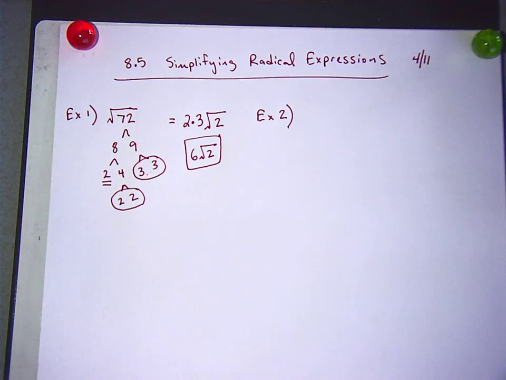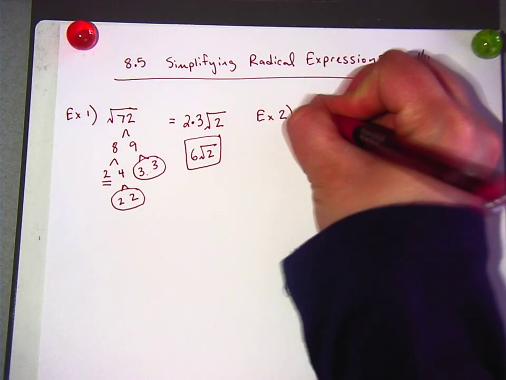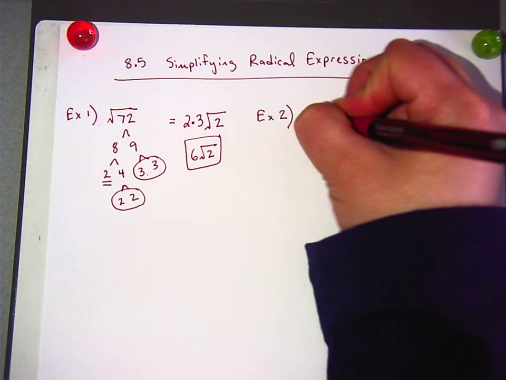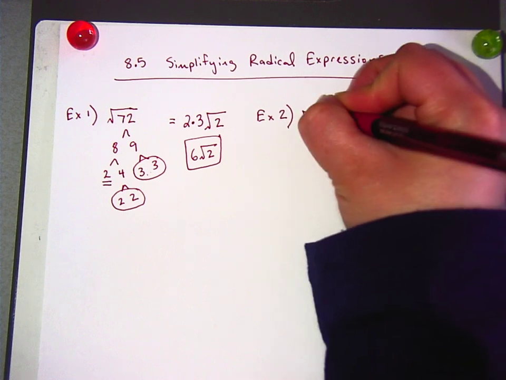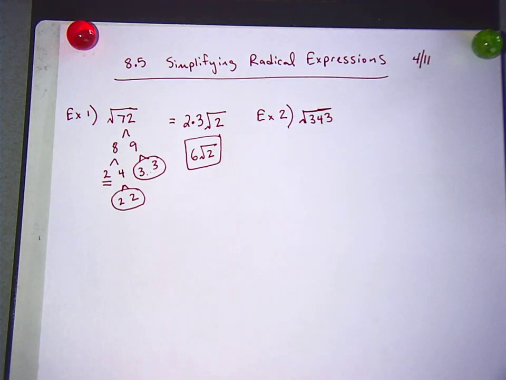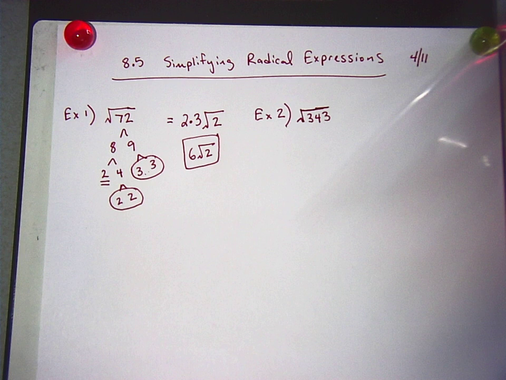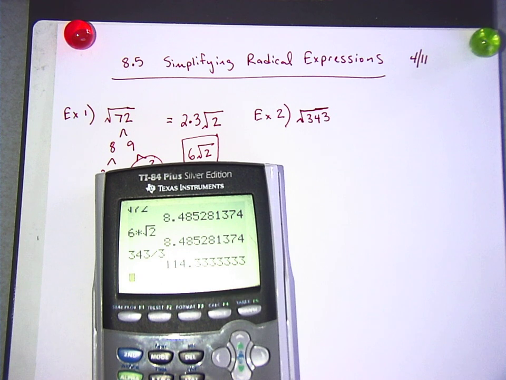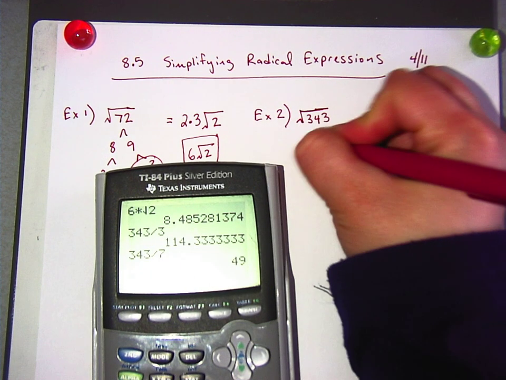Next, let's try this one. The square root of 343. Okay, now, anybody know off the top of their head something that goes into 343? 3. Let's try it. Everybody in your calculator, 343 divided by 3. Nope. 7. 343 divided by 7. Nice.